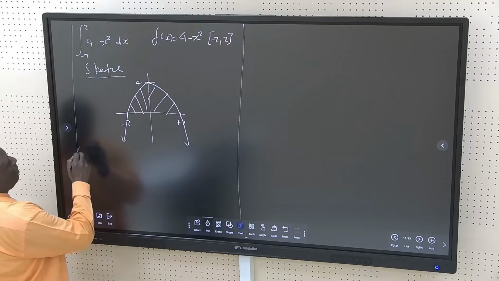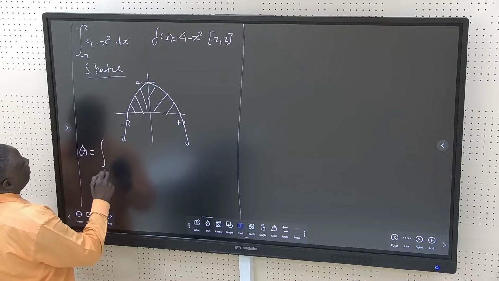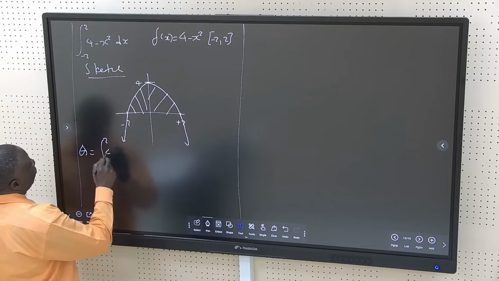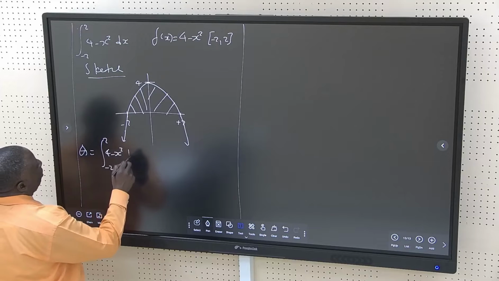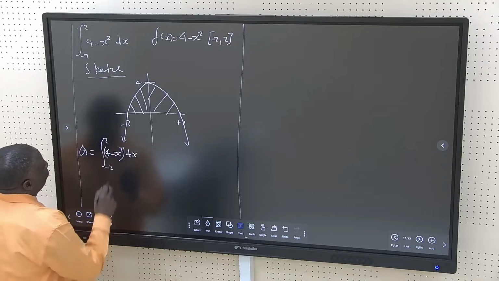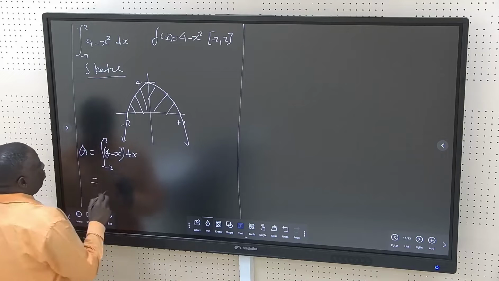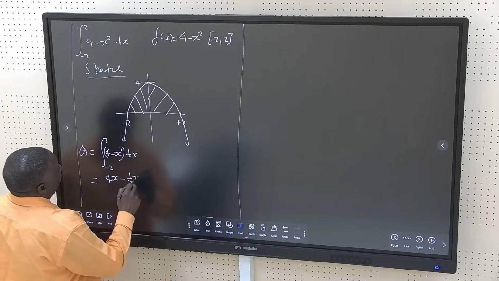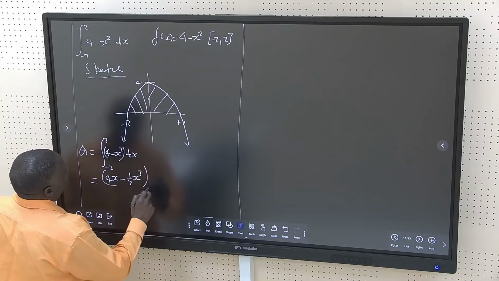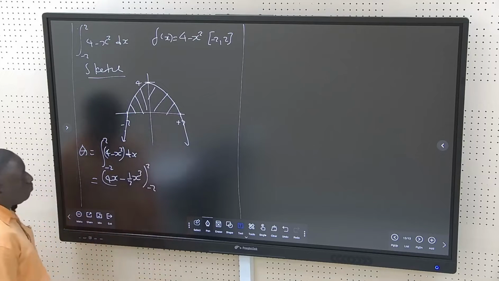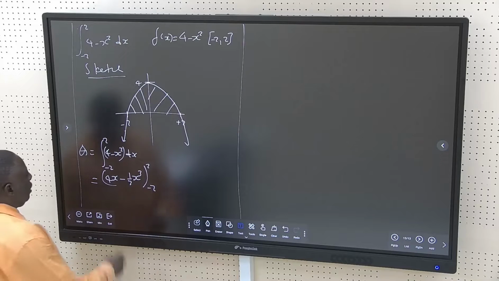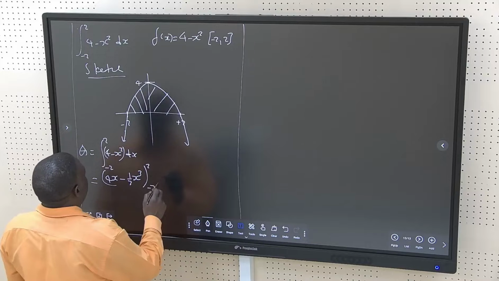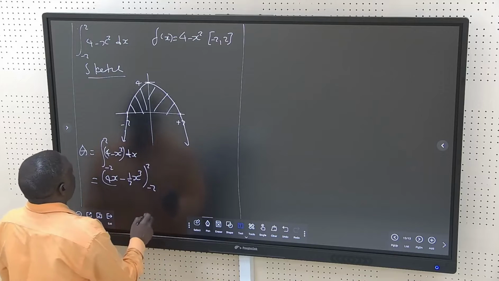That means the area will be equal to the integral from -2 to 2 of 4 minus x squared with respect to x. So finding the integral here, we get 4x minus 1 over 3 x cubed from -2 to 2. So this is the same as evaluating this value.